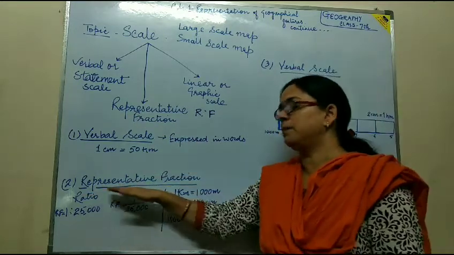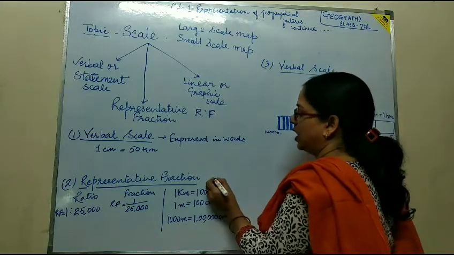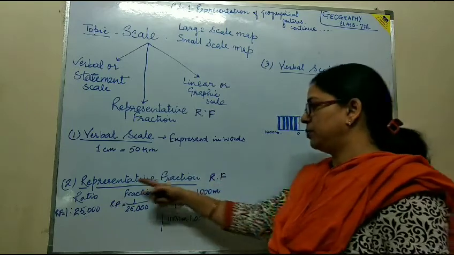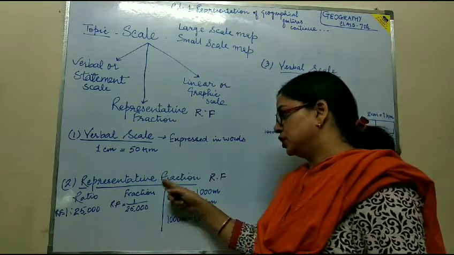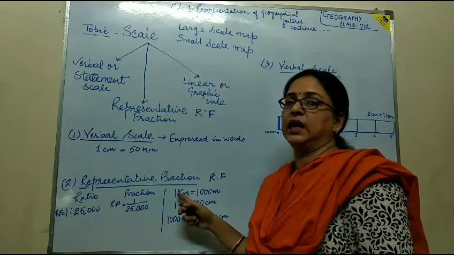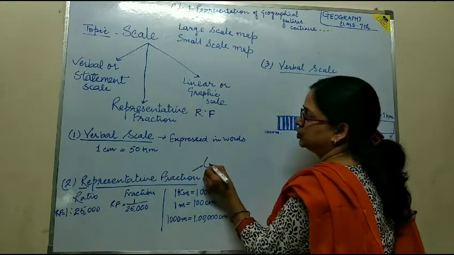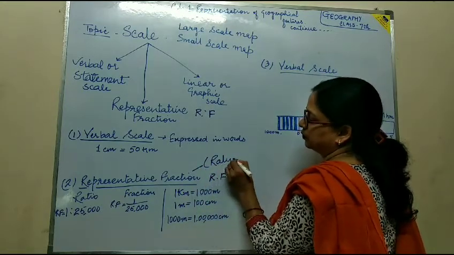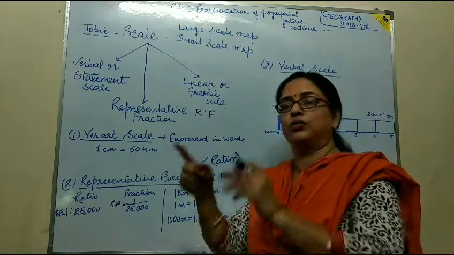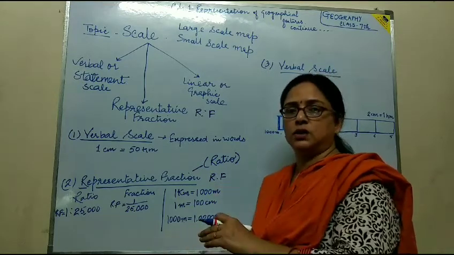Next one is the representative fraction. This is also written as RF. R for representative and F for fraction. So here the fraction is there. We mention the scale in fraction. Here it shows the ratio. What is the ratio of the map distance in comparison to the ground distance?